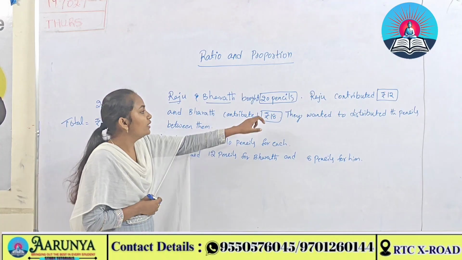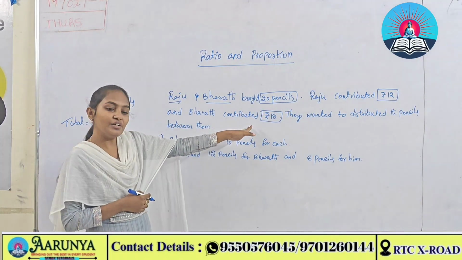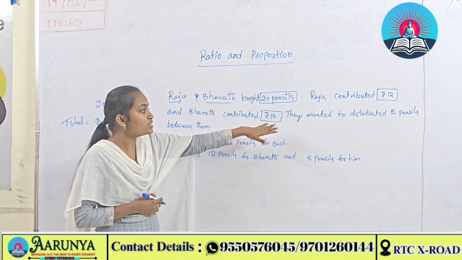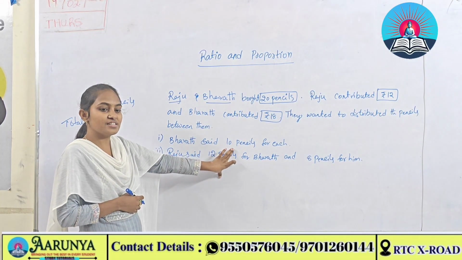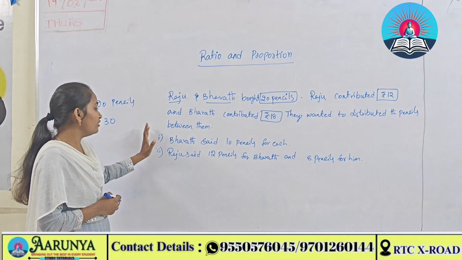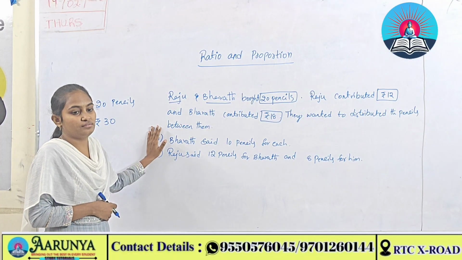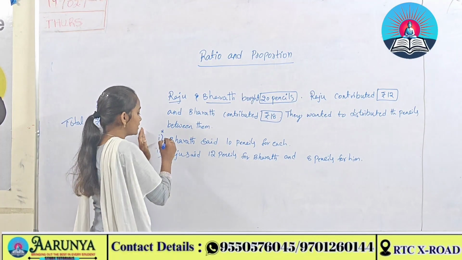Wrong. Why? Because he gave 12 rupees and he gave 18 rupees. So Bharat gave 6 rupees more than Raju. So how will they get the same number of pencils? By seeing this we can say the first statement is wrong. Okay. Then we'll see this statement.